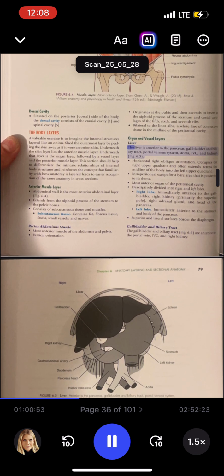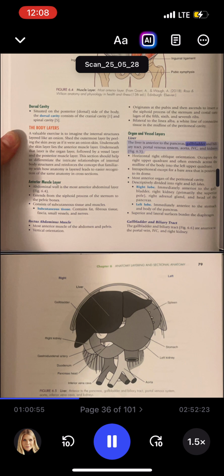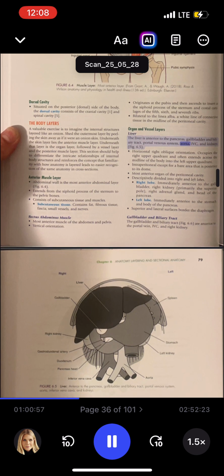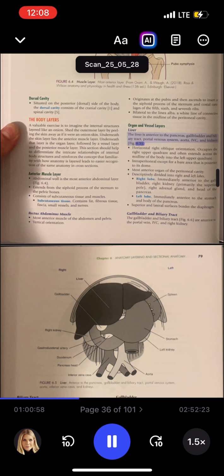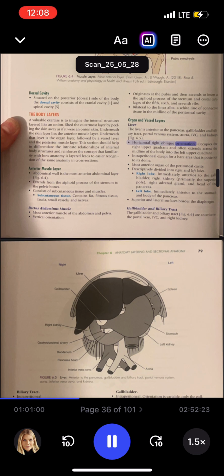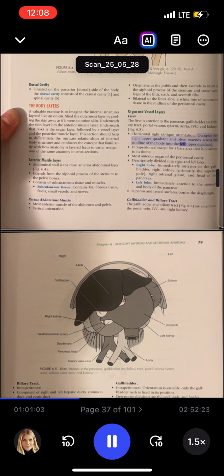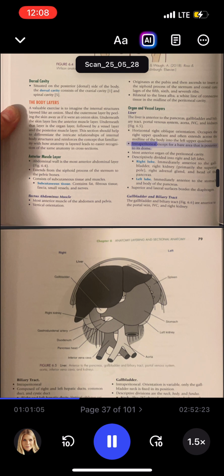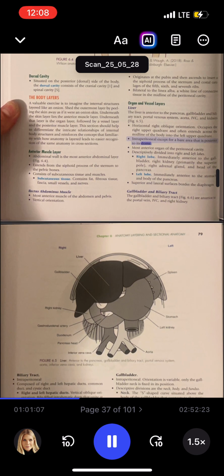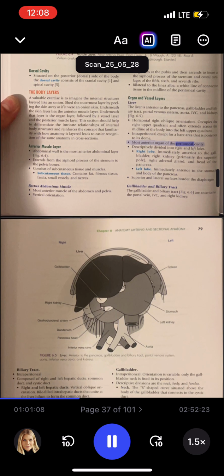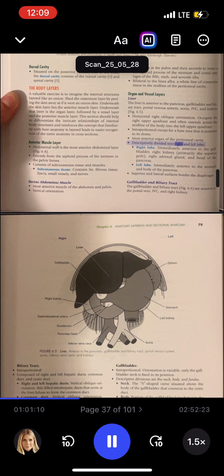Organ and vessel layers. Liver. The liver is anterior to the pancreas, gallbladder and biliary tract, portal venous system, aorta, IVC, and kidneys. Figure 6.5. Horizontal right oblique orientation. Occupies the right upper quadrant and often extends across the midline into the left upper quadrant. 1 intraperitoneal, except for a bare area that is posterior to its dome. Most anterior organ of the peritoneal cavity, and descriptively divided into right and left lobes.